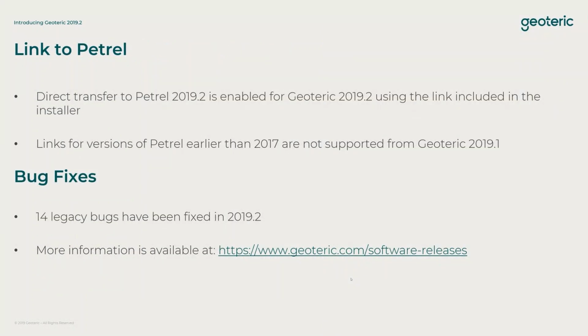Some other key improvements. So the link to Petrel has been updated to now support Petrel 2019.2. And this can be found again in the top right of the window for those of you who are familiar with Geoteric. 14 legacy bugs have been fixed in 2019.2, and more information of these can be found in the software release part of our website.